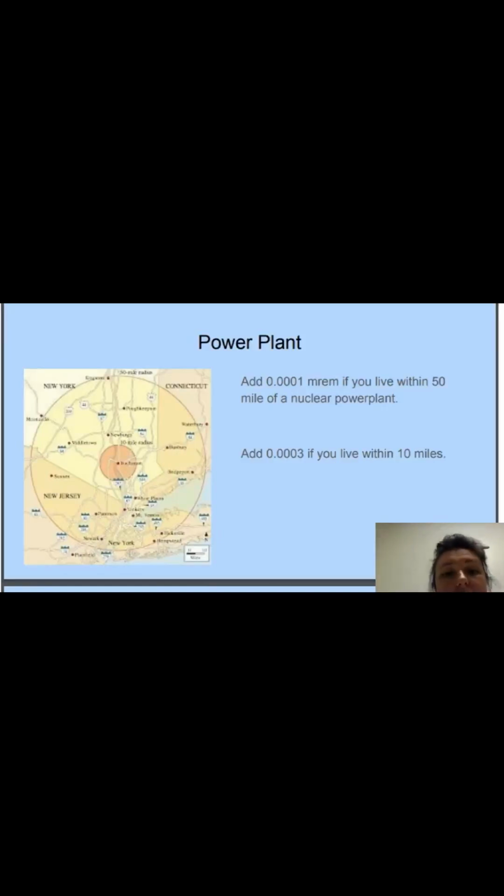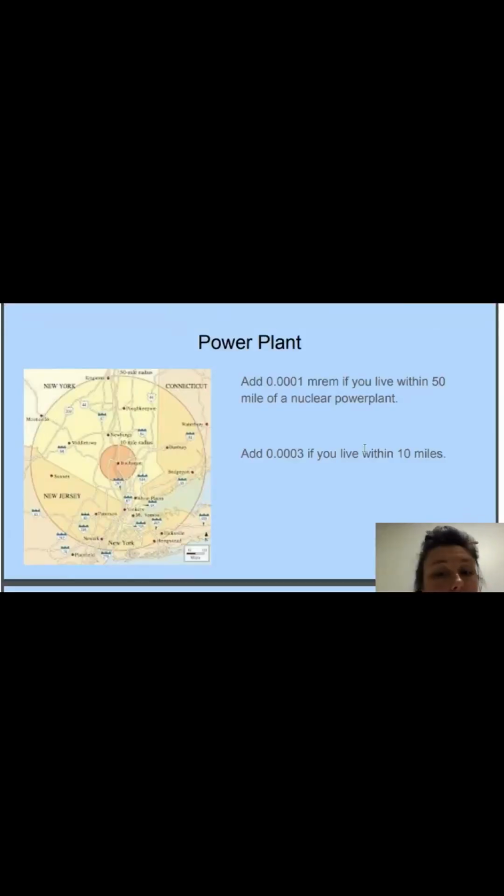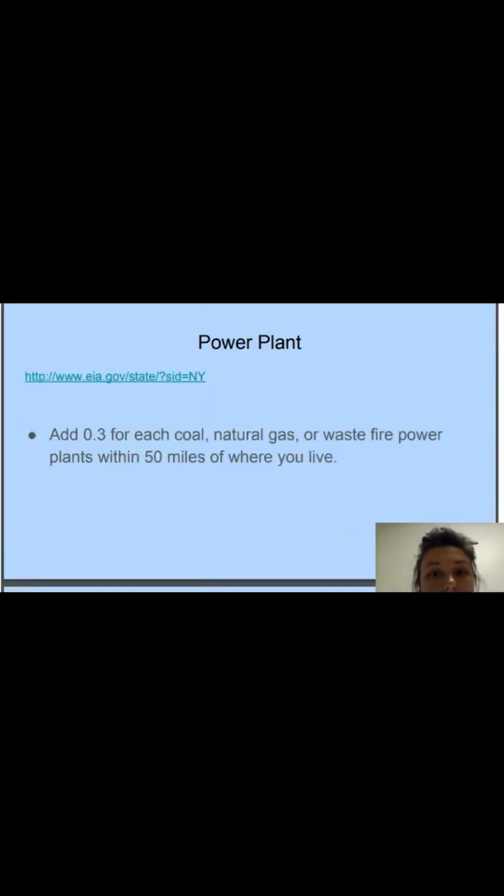And so if you are in the outer part of the circle on this radius, this little outer part circle, give yourself a 0.0001 millirem. And if you happen to be in the 10-mile radius, the little inner circle, give yourself a 0.0003 millirem for your nuclear power plant exposure.